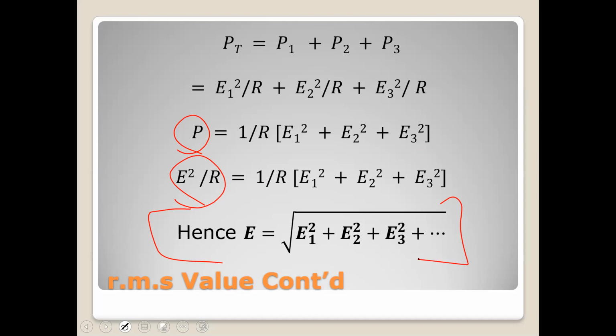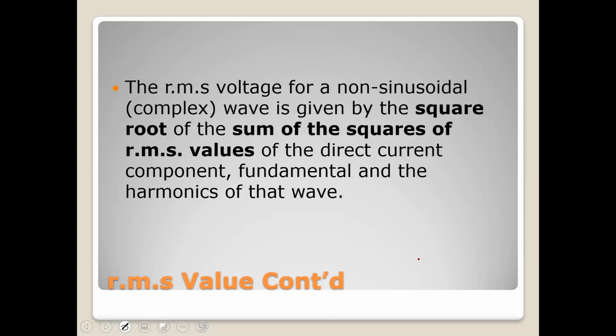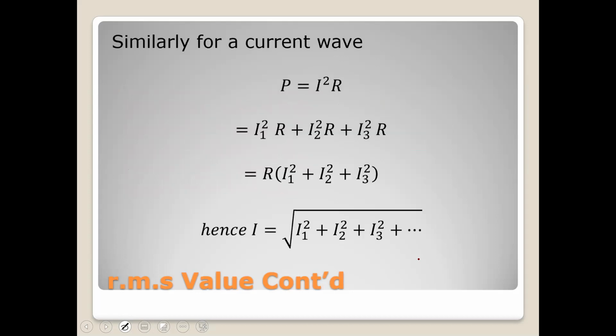All right. So the RMS for the overall waveform is given by the square root of the sum of the squares of the individual RMS values. The same is true for the current. Right, and you have this already in your notes, so you can just highlight what you need to highlight. For the current, the same is true.